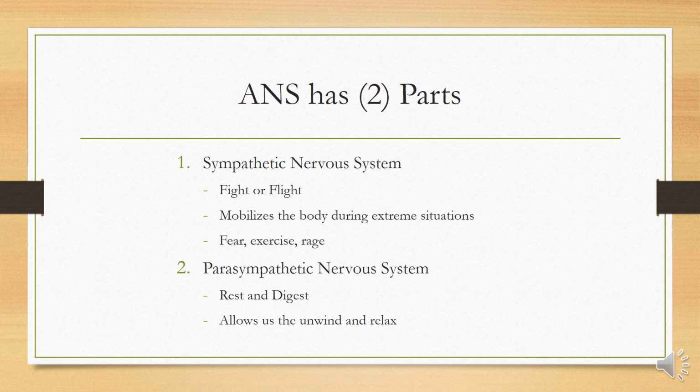Your parasympathetic nervous system. This is called your rest and digest system. It allows you to unwind and relax. It allows you to relax after a hard day and allows your body, which can go out and run a couple miles, to also be able to sit in bed quietly and go to sleep.